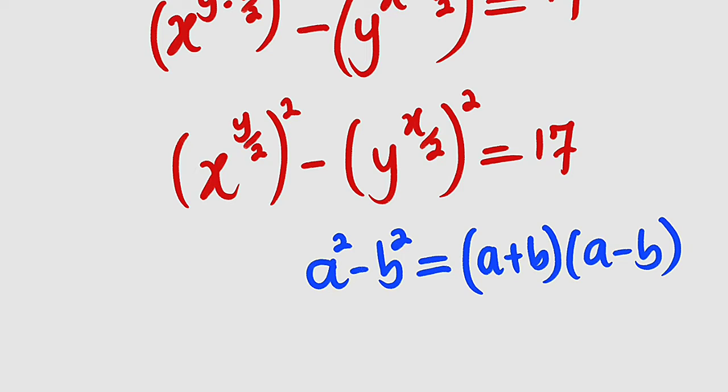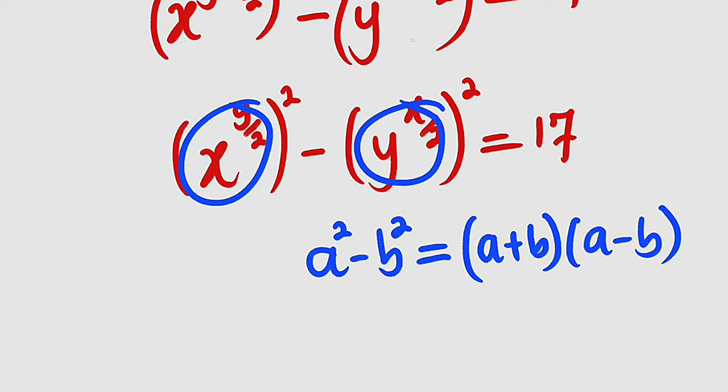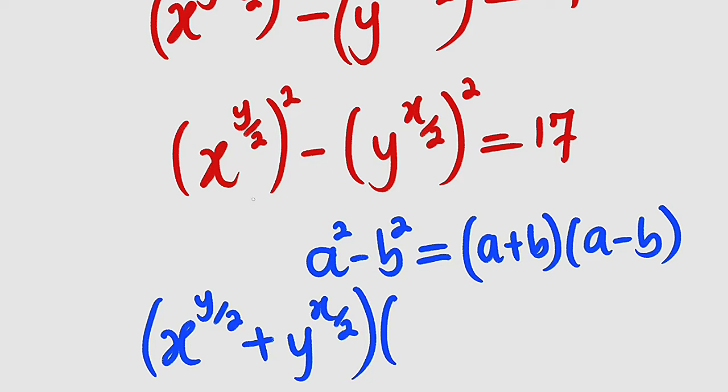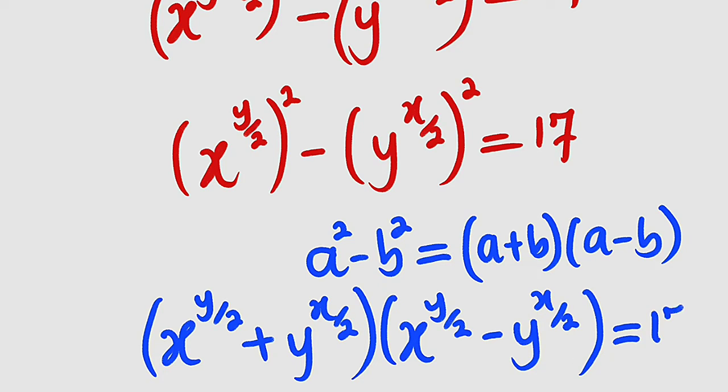So we can apply the same thing where a represents x to the power of y divided by 2 and b represents y to the power of x divided by 2. So we have this plus this, which is going to give us what? x raised to the power of y divided by 2 plus y raised to the power of x divided by 2. Then we multiply by this, we subtract: x raised to the power of y divided by 2 minus y raised to the power of x divided by 2. And the whole of this is equal to 17.